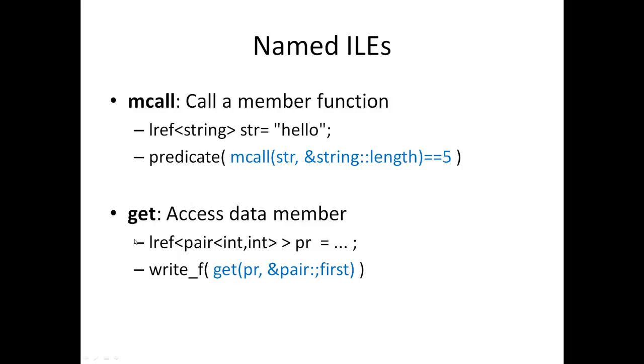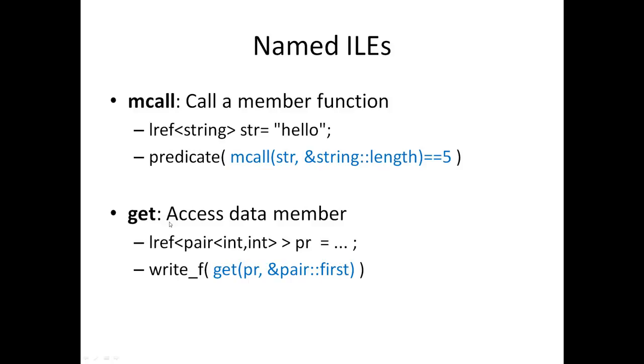Next is mcall and get. Mcall is used for invoking member functions and get is for accessing data members. Here I'm using mcall to obtain the length of the string. Mcall's first argument is the object on which the member function is to be invoked, followed by the address of the member function and followed by any arguments. In this particular example, I'm using mcall to check if the length of the string is equal to 5 by passing this IL expression to predicate relation.